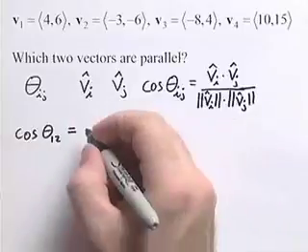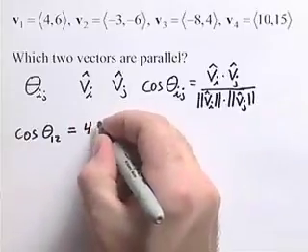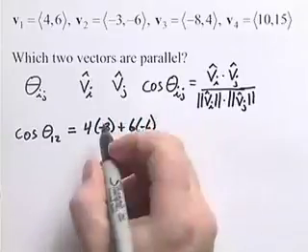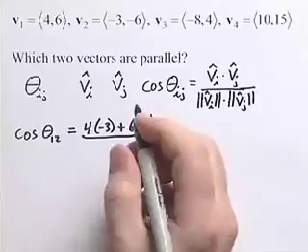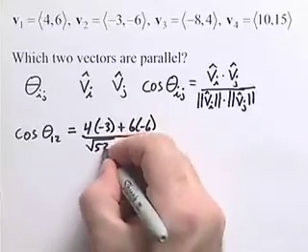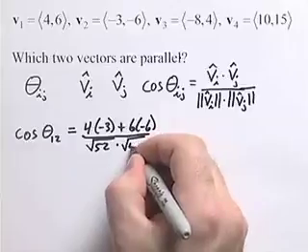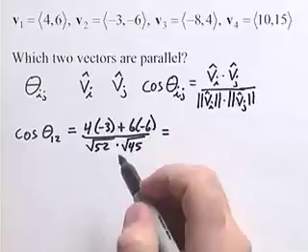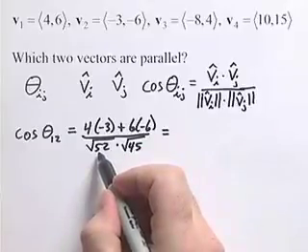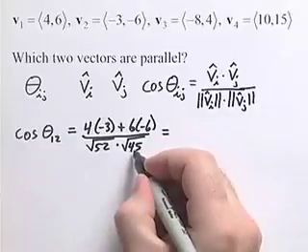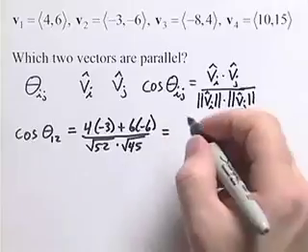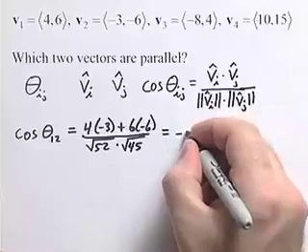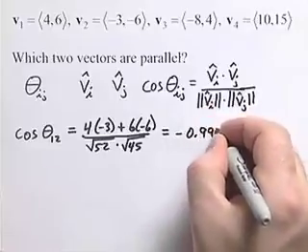If we put in our components, we'll get 4 times negative 3 plus 6 times negative 6, divided by the square root of 52 times the square root of 45. So here the numerator is the dot product of vectors 1 and 2. The square root of 52 is the magnitude of vector 1. The square root of 45 is the magnitude of vector 2. If we clean this up, we'll get roughly negative 0.992.